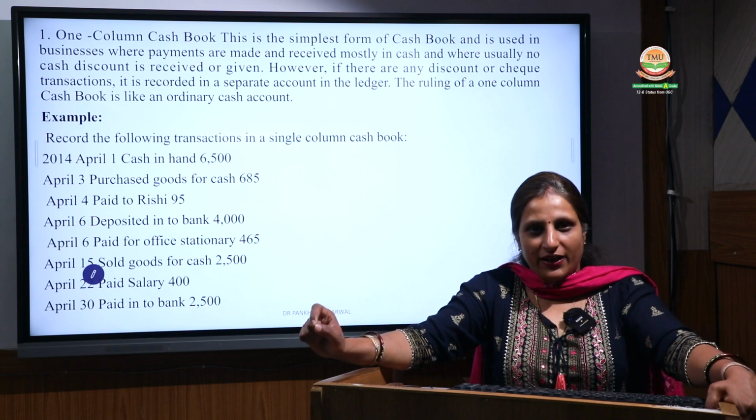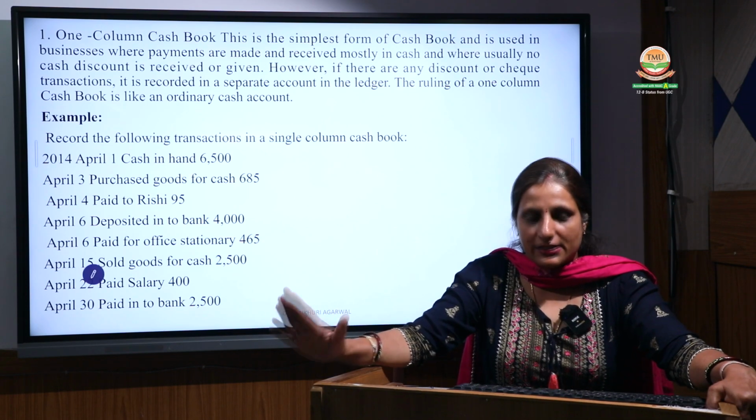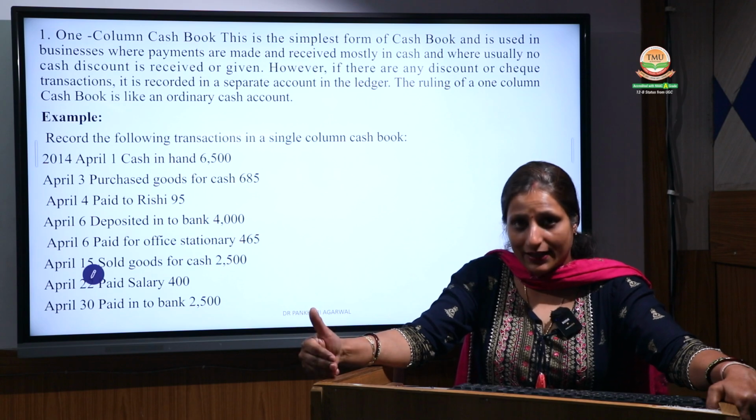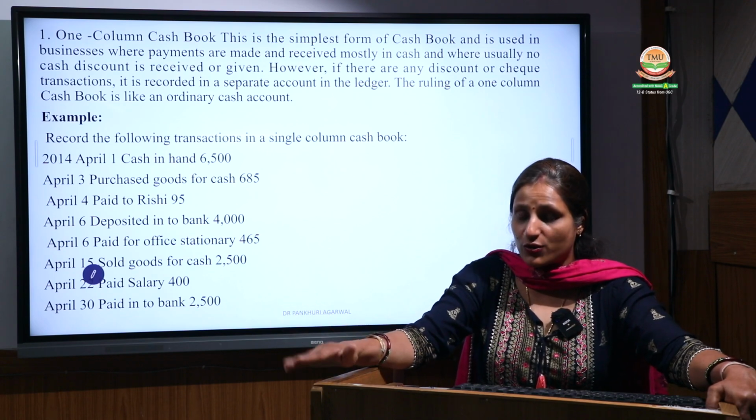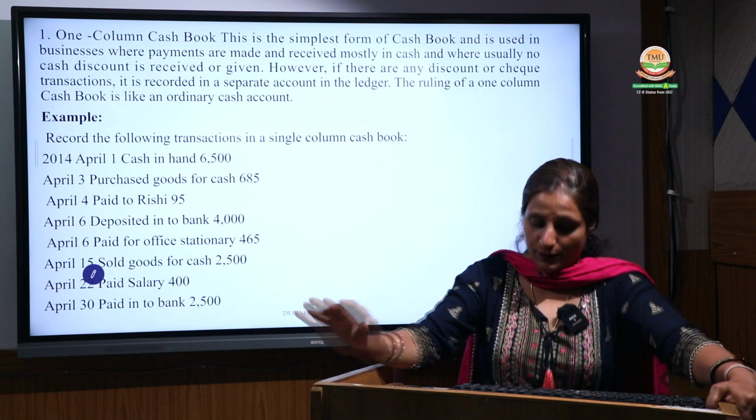Now we have one example of how we post these entries in the cash book. We take a 5 minute break and then we continue with the numerical. Till then, I'm revising once again what you have understood about the cash book, so it becomes very easy to know how the cash book has to be prepared.